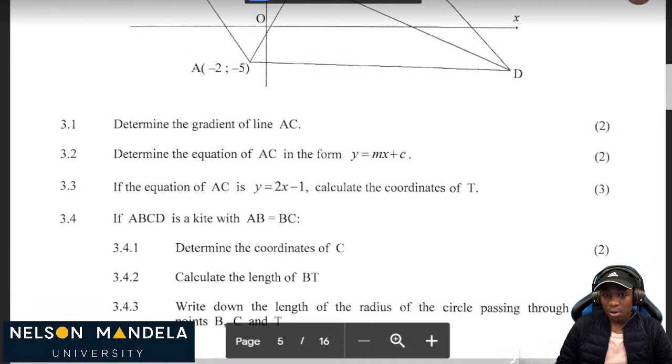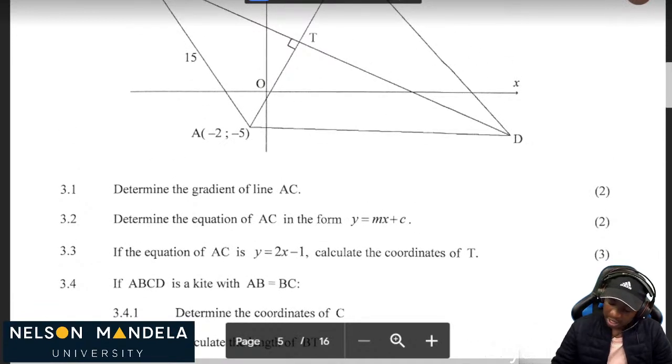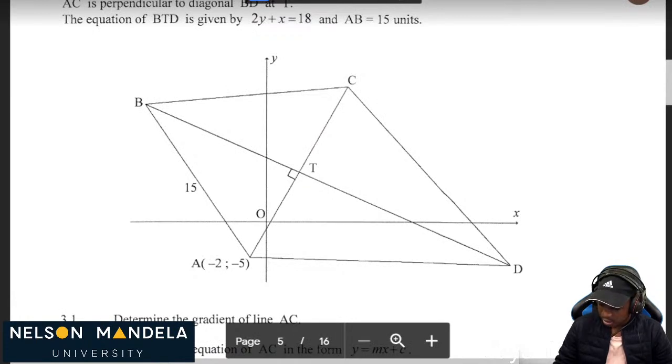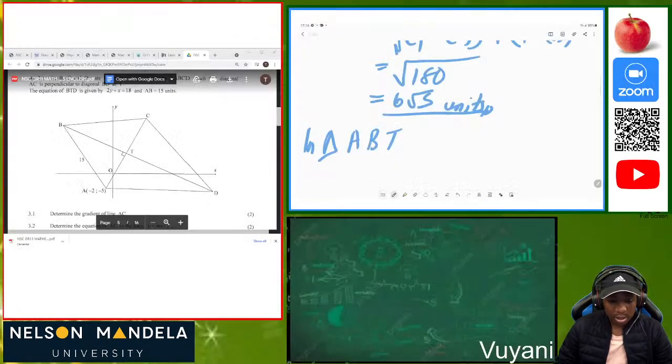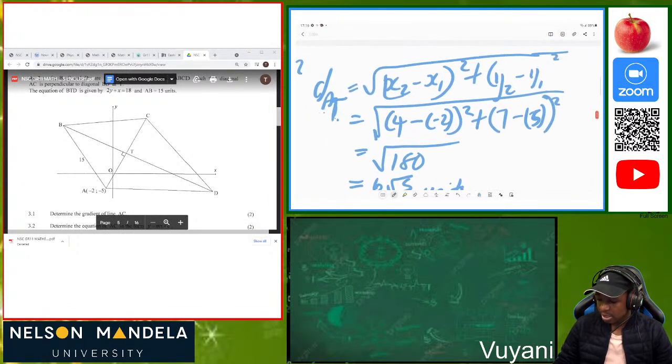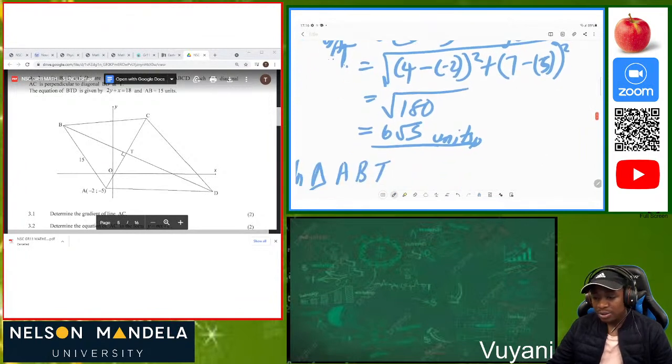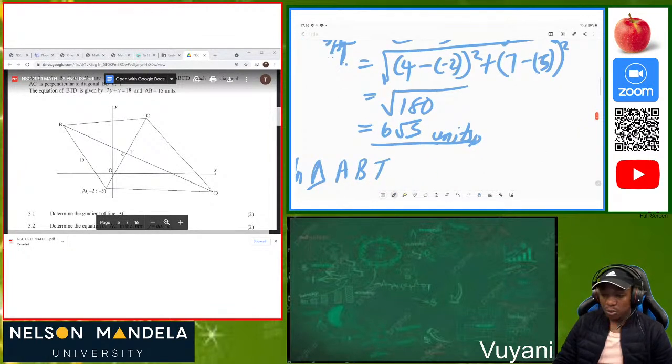So now, in triangle ABT, let me just show this again. I started by calculating the distance of AT using the distance formula, x2 minus x1 all squared plus y2 minus y1 all squared, all under the root. Then after that I substituted the values and I got 6 root 5 units.